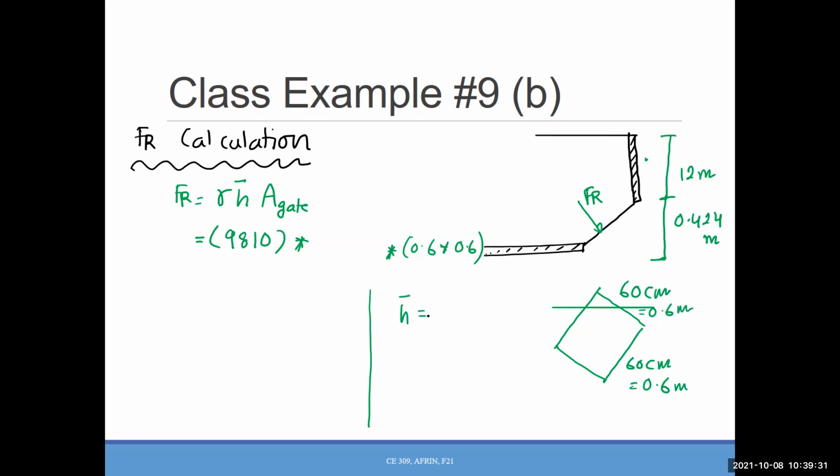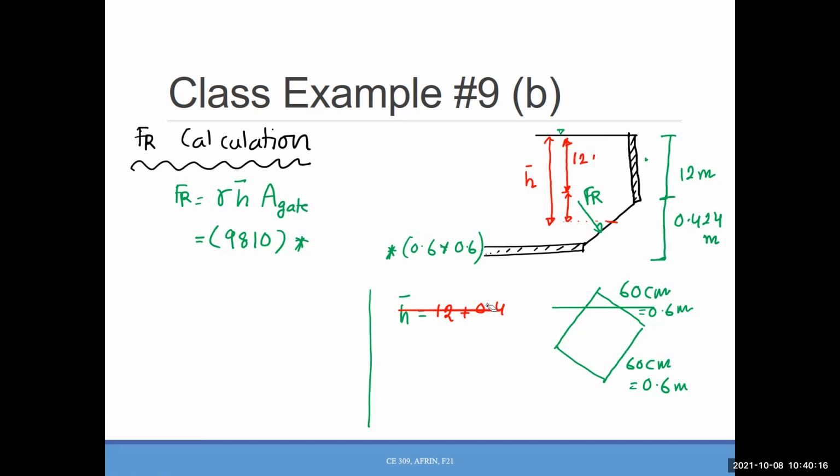H prime will be, you tell me what will be the H prime? From the water surface, this will be the distance to the centroid of that surface, right? So midpoint of that surface, that is the H bar. How can I find H bar? 12 plus, this one is 12 and this one will be what? Half of 0.424, yes.